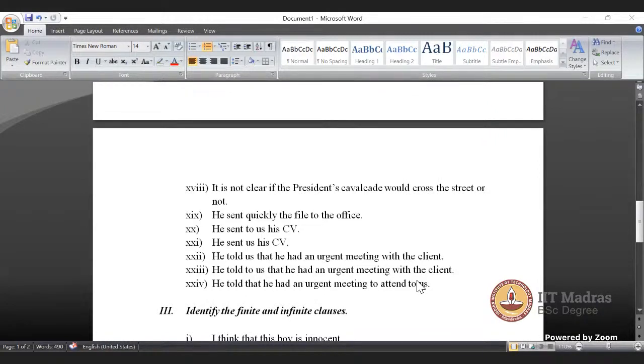That kind of construction is not at all allowed. It doesn't mean anything if you put the word "quickly" there. It's just a wrong placement.